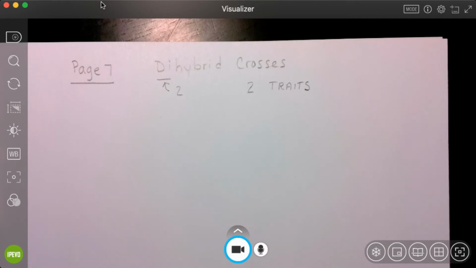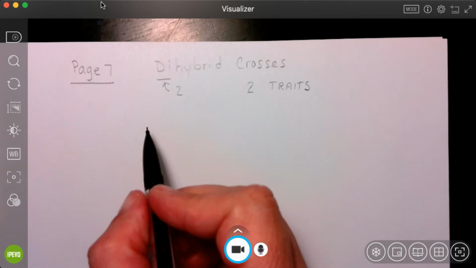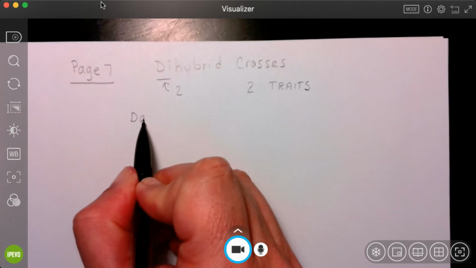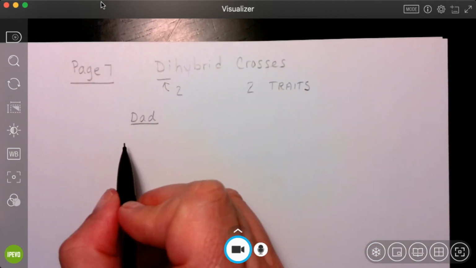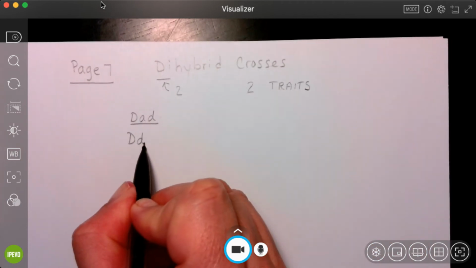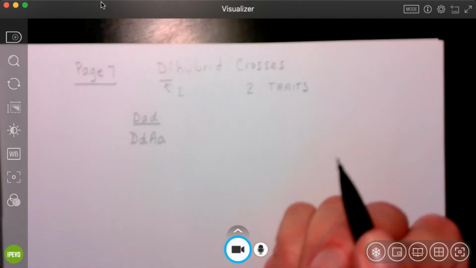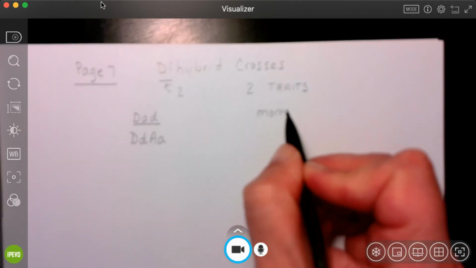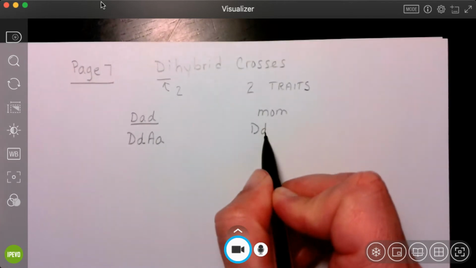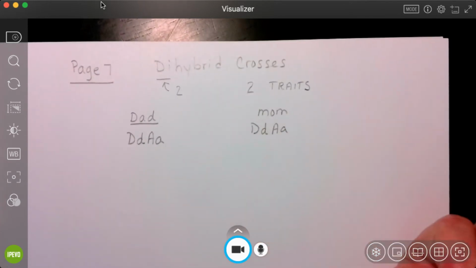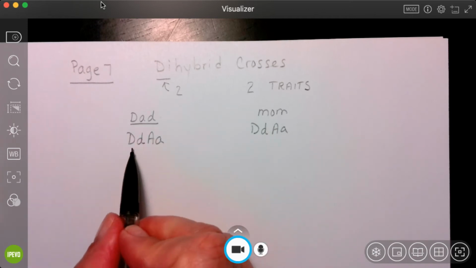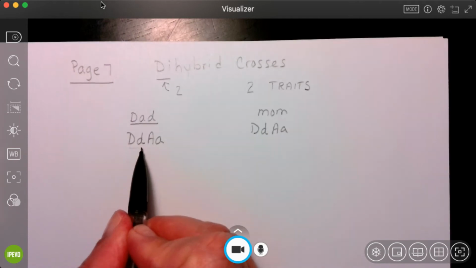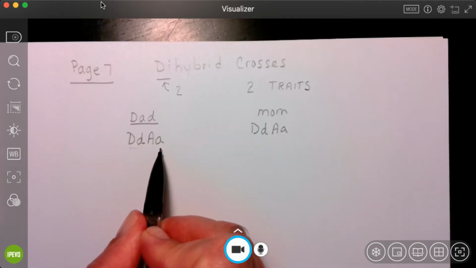For example, let's look in the middle of page 7. If we have a father that has the genotype big D, little d, big A, little a, and a mom that has the genotype big D, little d, big A, little a, we would describe both of those parents as being heterozygous for two traits. One trait is represented by the letter D, and the other trait is represented by the letter A for both the mom and the dad.